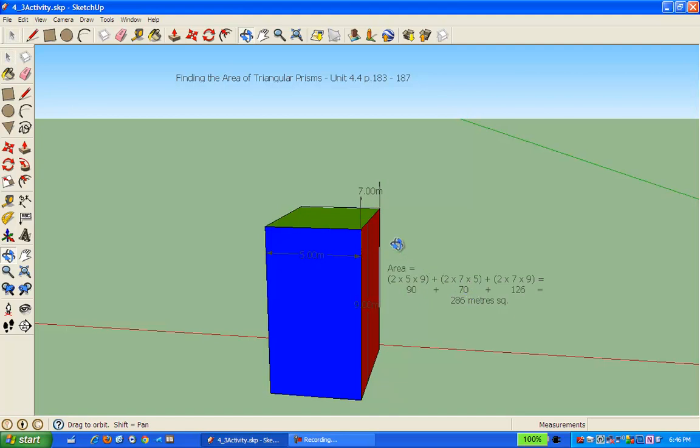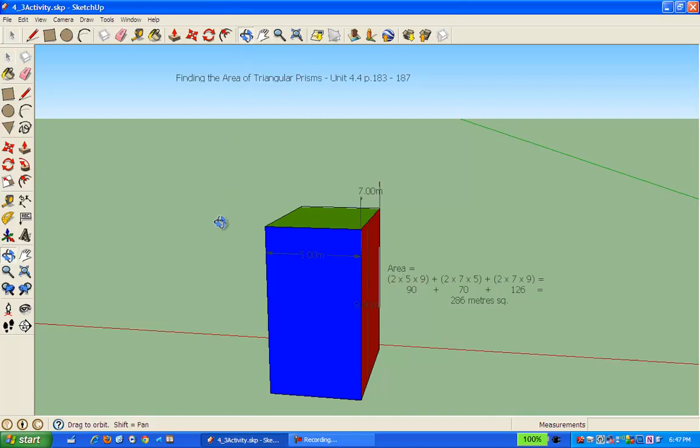And then along the side, the red ones are two rectangles. Each rectangle is 7 by 9 meters, all right, for a total of 126 meters squared. If we add it all up, we get 286 meters squared. All right, so now how do we figure out the triangle thing, a triangular prism?